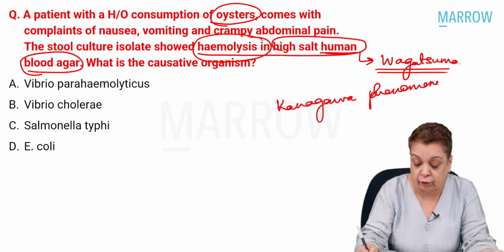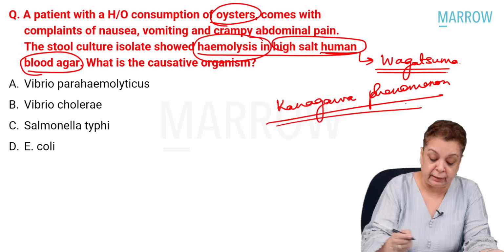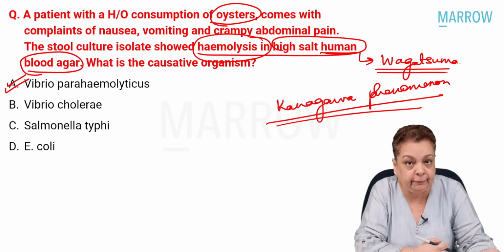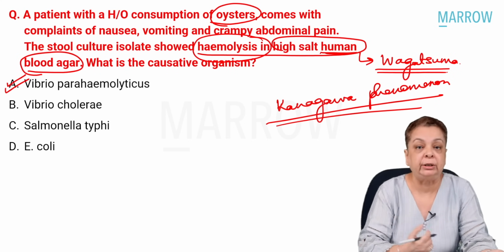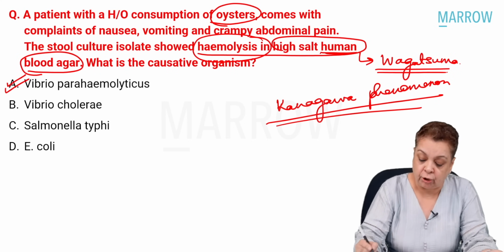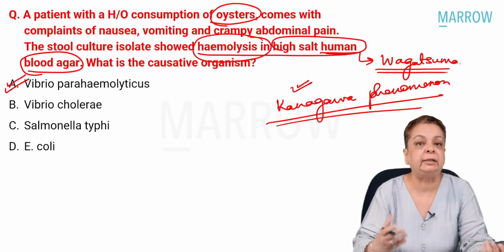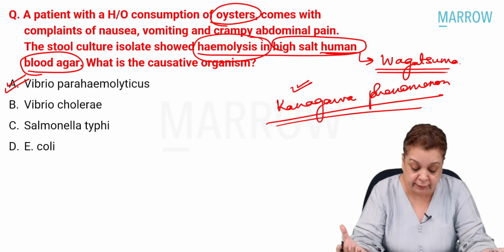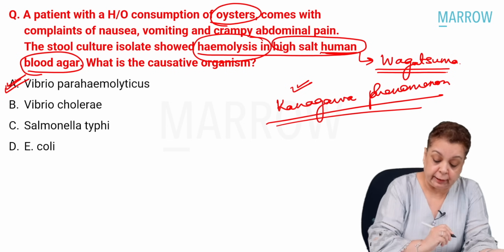Vibrio parahaemolyticus. We know Vibrio parahaemolyticus is associated with ingestion of seafood, okay, and it presents with an invasive enteritis, right? So this is the Kanagawa phenomenon. This is a pathogenic strain of Vibrio parahaemolyticus. Our answer is very straightforward, option A, okay.